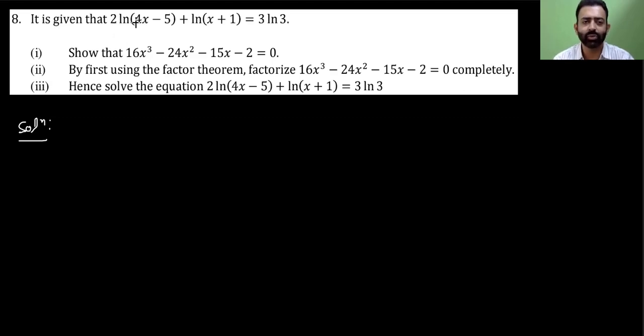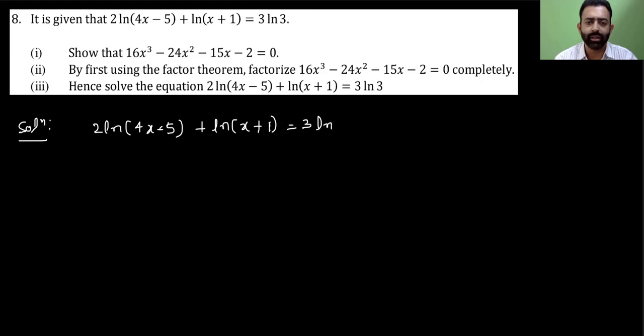So I can transfer this 2 to 4x minus 5 whole square using the property of log, which is log x raised to power a is a log x, right? I hope you are getting what the properties I am saying. So my given question is twice of ln 4x minus 5 plus ln x plus 1 is equal to thrice of ln 3, right? So this is log of 4x minus 5 whole square plus log of x plus 1 is equal to log of 3 cube.